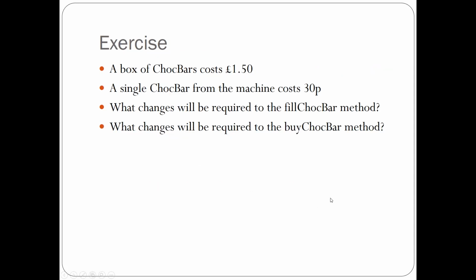So again, based on what we've seen in the past and some of the past slides, we know a box of chocolate bars costs £1.50. A single chocolate bar gets sold at 30p. So from the changes you've already seen, what will we have to do to our fill chocolate bar method and our buy chocolate bar method in order to make the appropriate changes to incorporate our profit? Okay, if you want to, pause the video, have a quick go, and then come back.